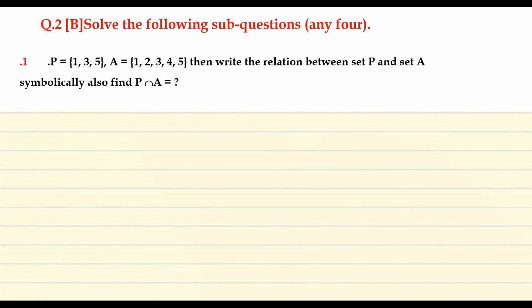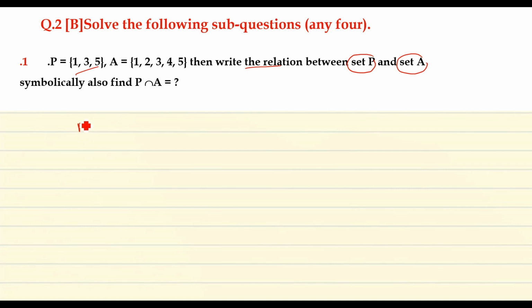Now coming to question 2b, here a total of 4 questions have to be solved. The question is: P set contains 1, 3, 5, and A set contains 1, 2, 3, 4, 5. Then the question asks, what is the relation between set P and set A? According to that, you have to complete it and find P intersection A.